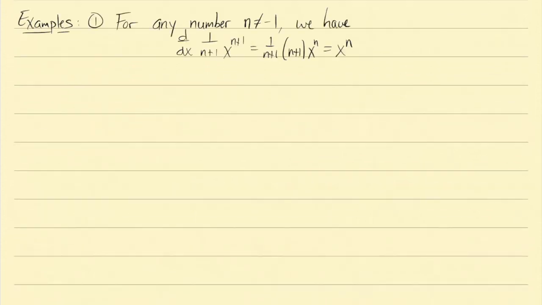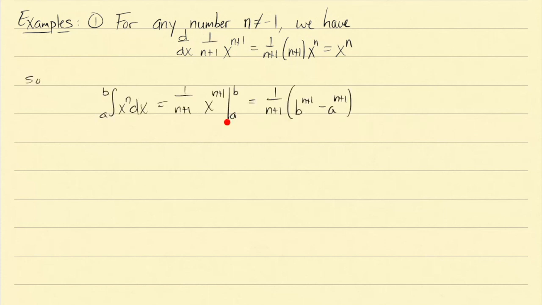So for any number n that's not -1, if we take the derivative of 1 over n plus 1 times x to the n plus 1, we'll get x to the n, which tells us that 1 over n plus 1 times x to the n plus 1 is an antiderivative for x to the n. This is true for the whole real line, so we simply say x to the n plus 1 divided by n plus 1 is an antiderivative for x to the n. This tells us that if we want to integrate a power of x, all we have to do is evaluate this antiderivative at the two limits of integration.